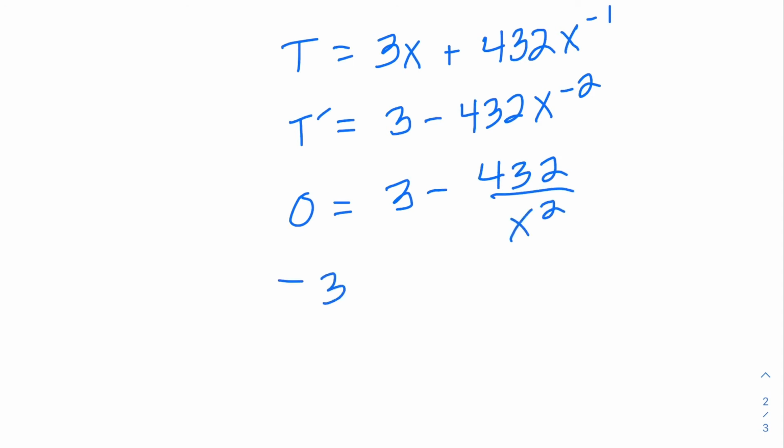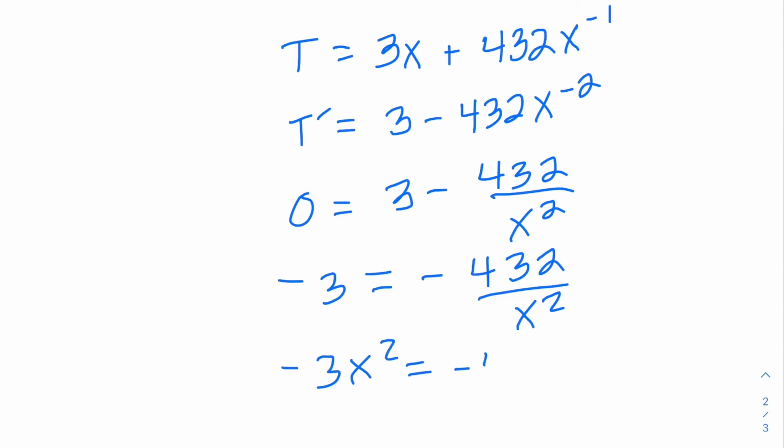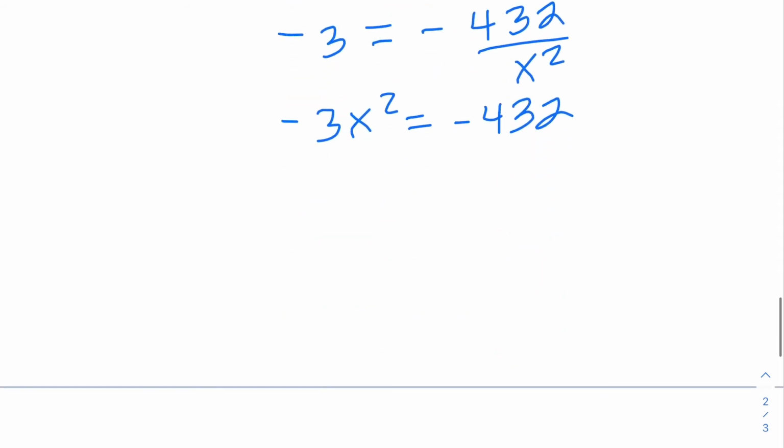We can subtract 3 from both sides. Negative 3 equals negative 432 over x squared. Multiply by the x squared. Negative 3x squared equals negative 432. Divide both sides by negative 3. X squared equals 144. And x would equal 12.